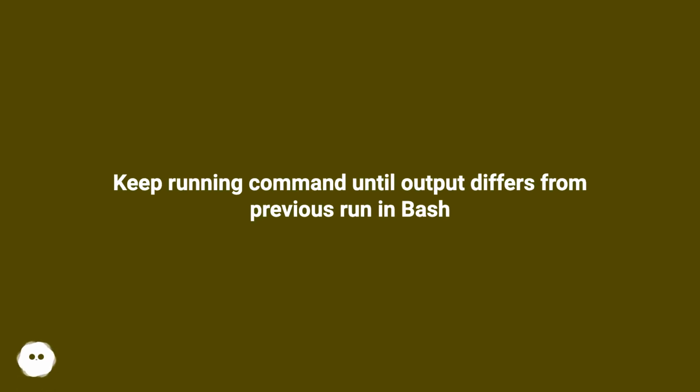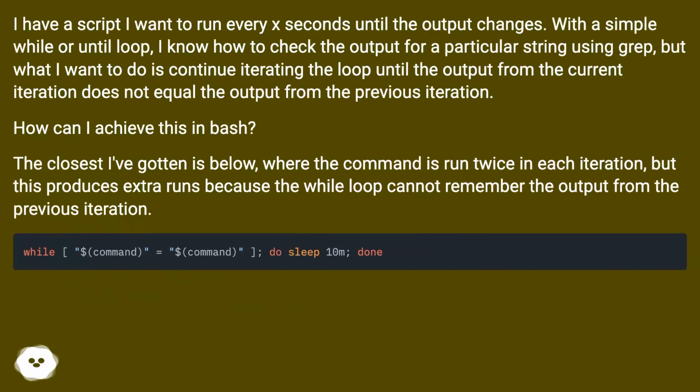Keep running command until output differs from previous run in bash. I have a script I want to run every X seconds until the output changes. With a simple while or until loop, I know how to check the output for a particular string using grep, but what I want to do is continue iterating the loop until the output from the current iteration does not equal the output from the previous iteration. How can I achieve this in bash?